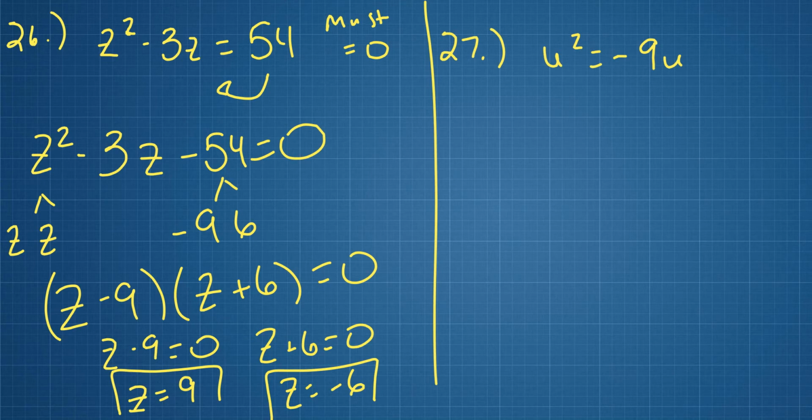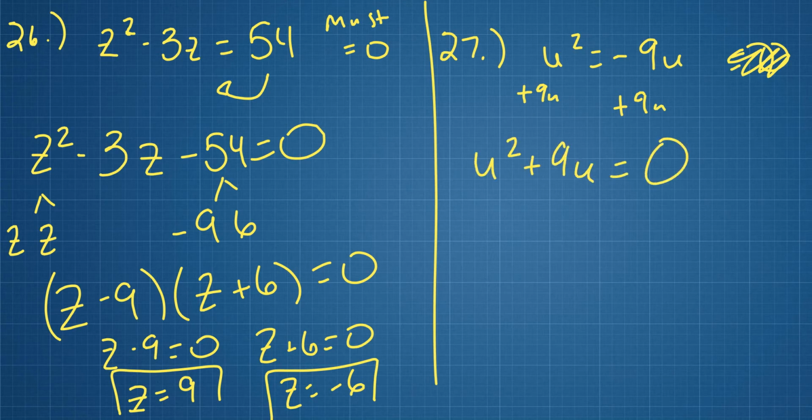U squared equals negative 9u, number 27. Remember, it has to equal 0. So I have to make it equal 0, but I'm going to add the 9u to both sides. Remember, those aren't like terms. So I get u squared plus 9u equals 0. This is not a perfect square. Even though 9's perfect, since u is not perfect, u squared is perfect, not u, you cannot use the perfect square shortcut.